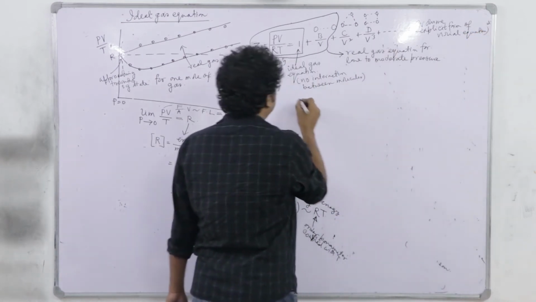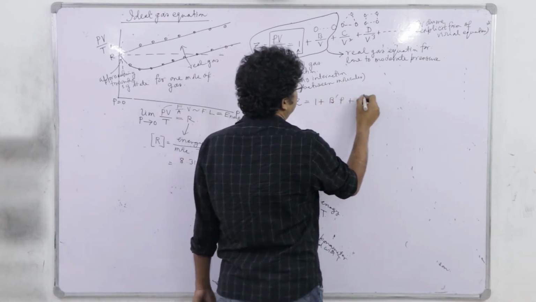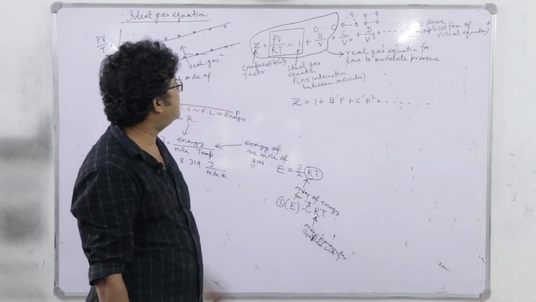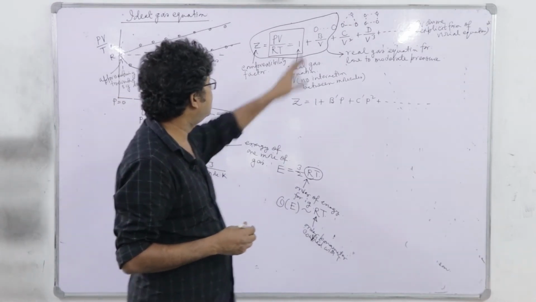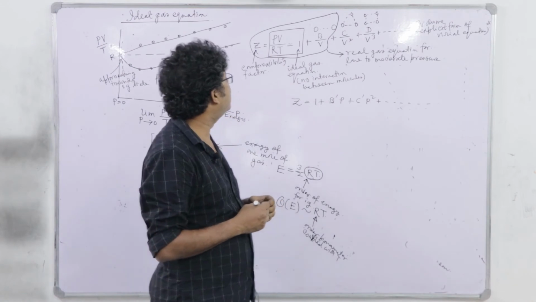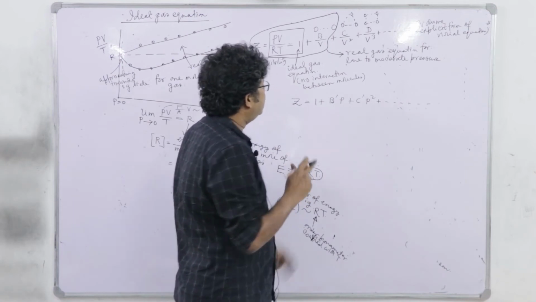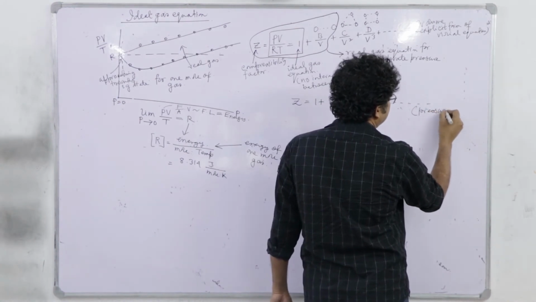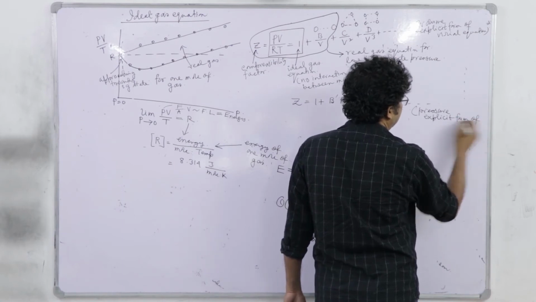We can also write the pressure explicit form as 1 plus B prime P plus C prime P square, etc. So, you see this observation, and we can justify it via statistical mechanics, that virial coefficients are functions of temperature only. Virial coefficients are basically functions of temperature. And this is the pressure explicit form of the virial equation.